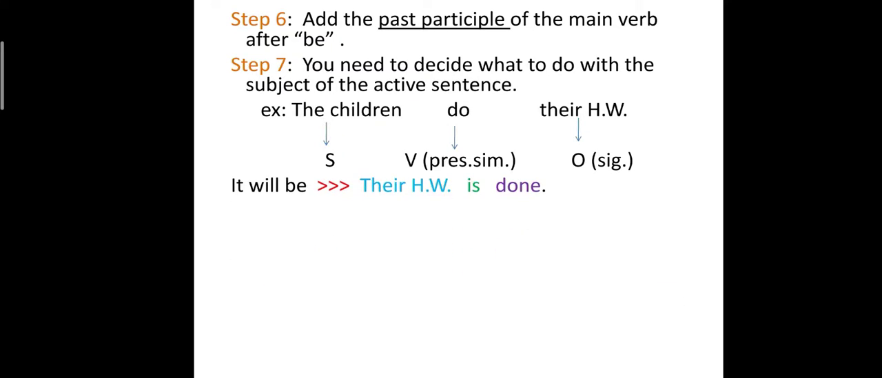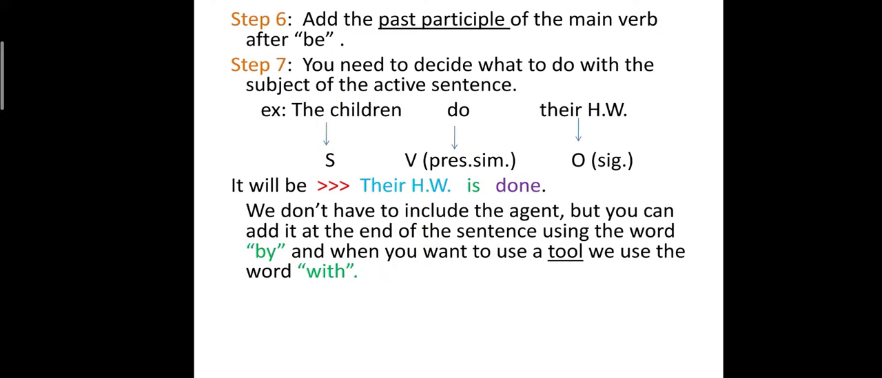For example, we have a sentence here, the children do their homework. The children here is the subject, do is the verb. Which tense? Let's think. Present simple, very good. Their homework is the object of my sentence. Is it singular or plural? Singular, very good. So my sentence will be, their homework is done.